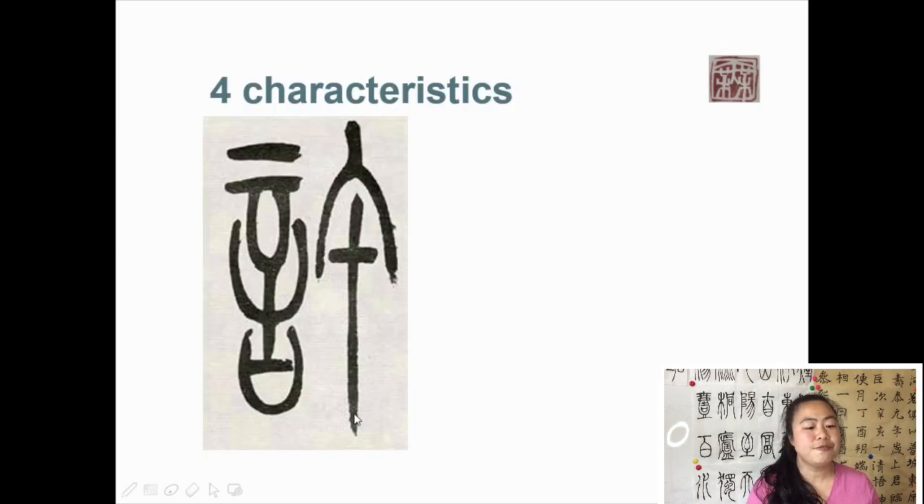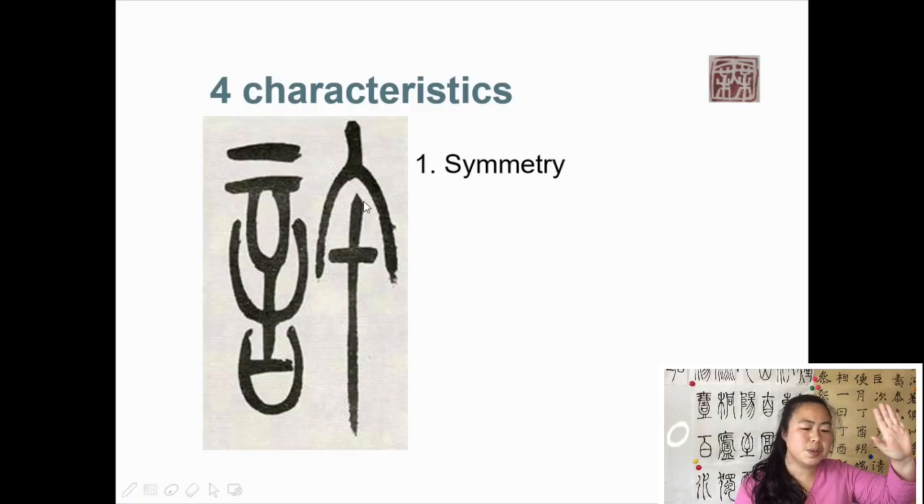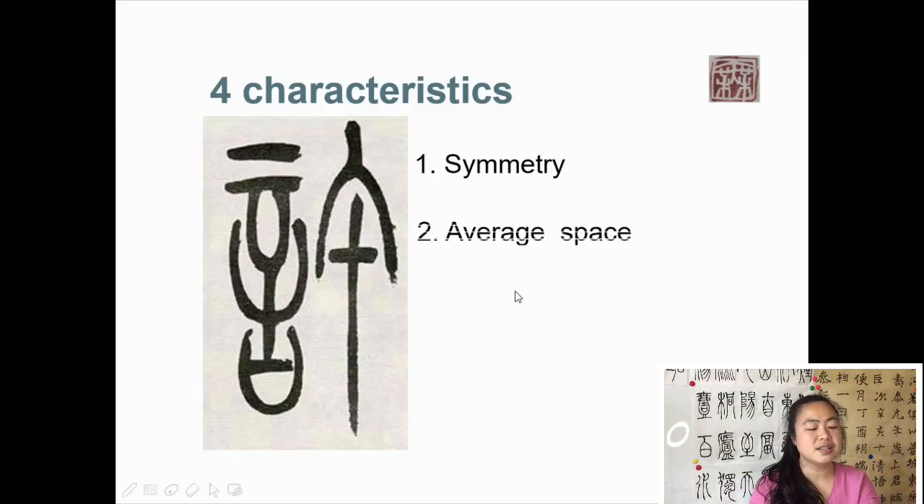Okay, now let's come to the 4 characteristics. Number 1, symmetry. When we mention symmetry, we always find the middle line. Then we look at the left space and the right space. They are nearly the same size. And the second, average space.